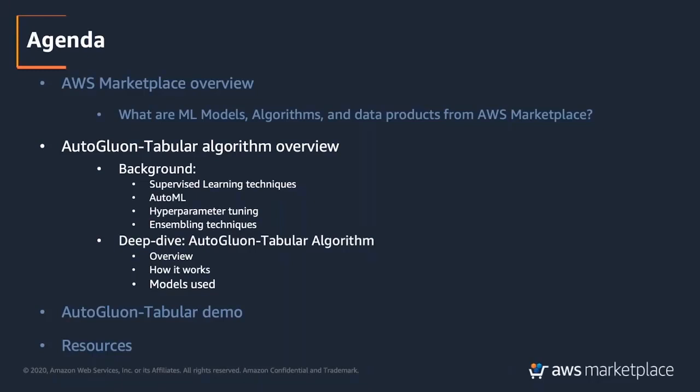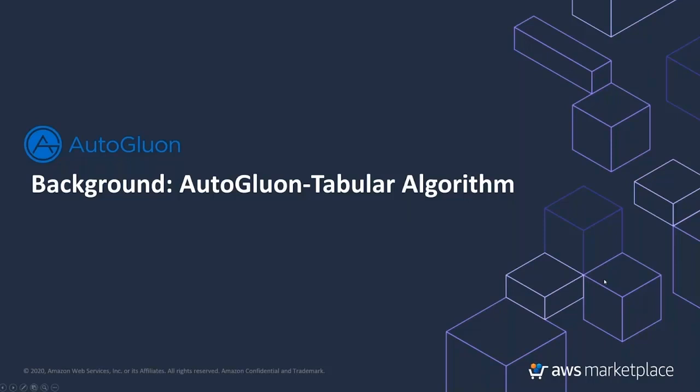Now I'm going to hand over the presentation to Nick, who will cover some background on the AutoGluon-Tabular algorithm, benchmarking results, and internal workings of the algorithm itself. Nick, over to you. Thank you, Kanchan. Hi, everyone. I'm Nick Erickson. I'm a senior data scientist at Amazon and co-author of AutoGluon.